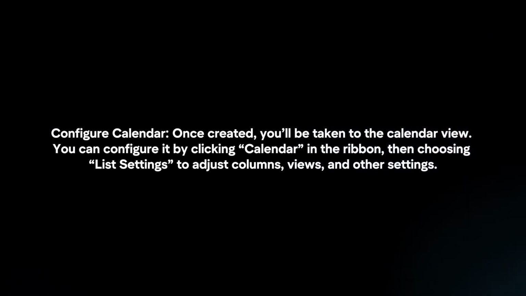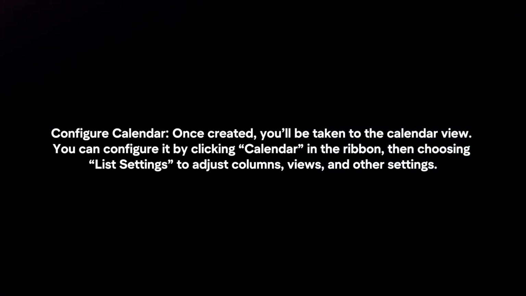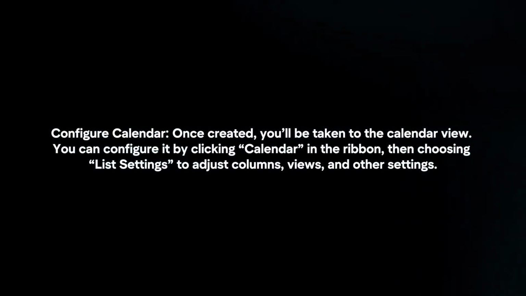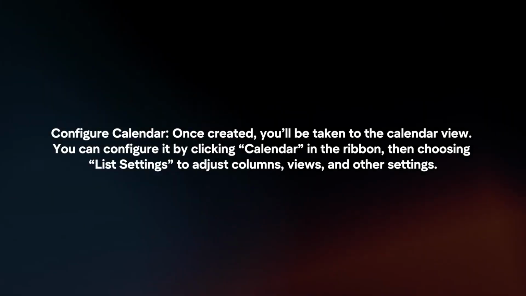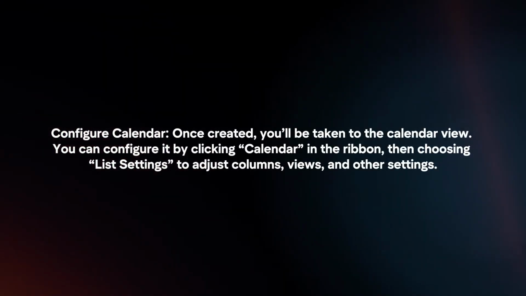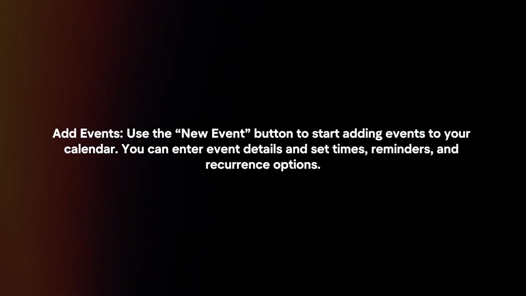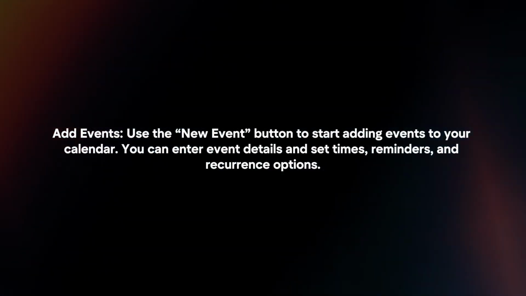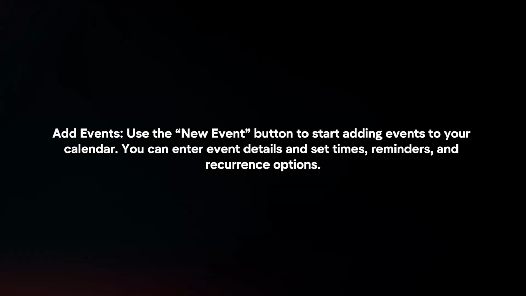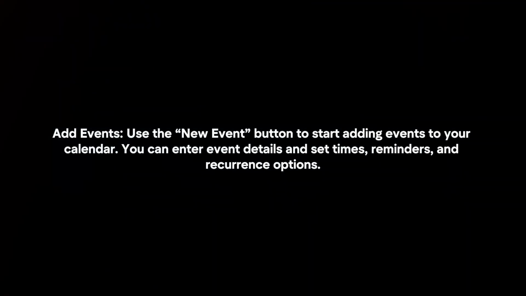Configure Calendar. Once created, you'll be taken to the calendar view. You can configure it by clicking Calendar in the ribbon, then choosing List Settings to adjust columns, views, and other settings. Add events. Use the New Event button to start adding events to your calendar. You can enter event details and set times, reminders, and recurrence options.